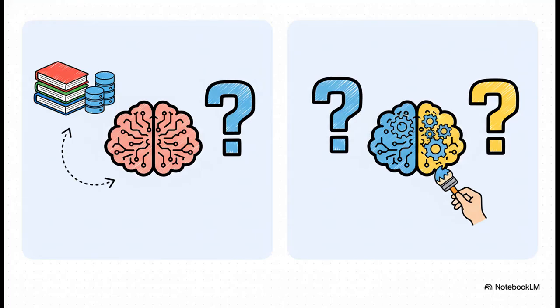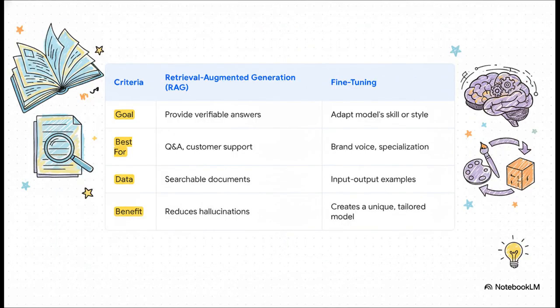At the end of the day, the difference really boils down to this. RAG is all about providing knowledge. The AI learns where to find the right information. It's about knowing what. Fine-tuning, on the other hand, is all about modifying behavior. The AI learns a new skill or style internally. It's about knowing how. This table really lays it all out.